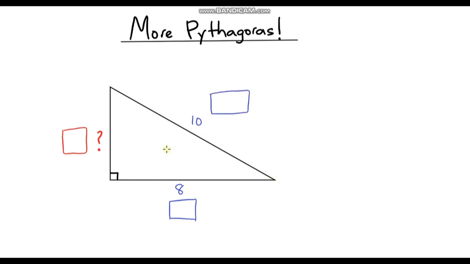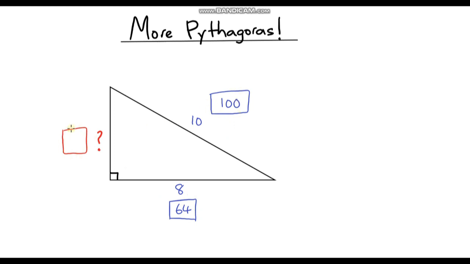So we can see that we don't know what this value is, so we can't square it. We do know what this value is, so the side length at the bottom here is 8. If we square this, that gives us 64. And we know the hypotenuse, so the hypotenuse squared is 100. So we know that this box here plus this box gives us this box.